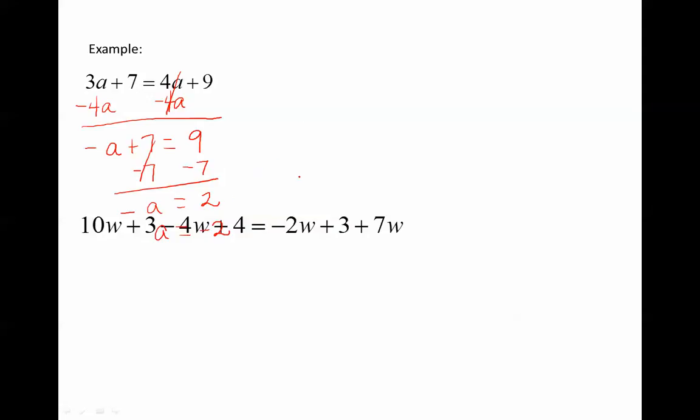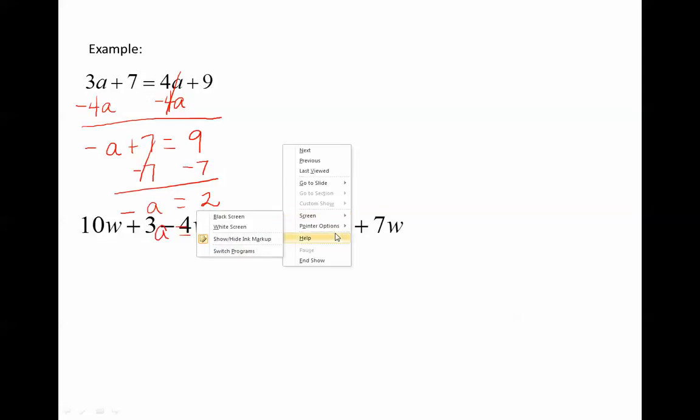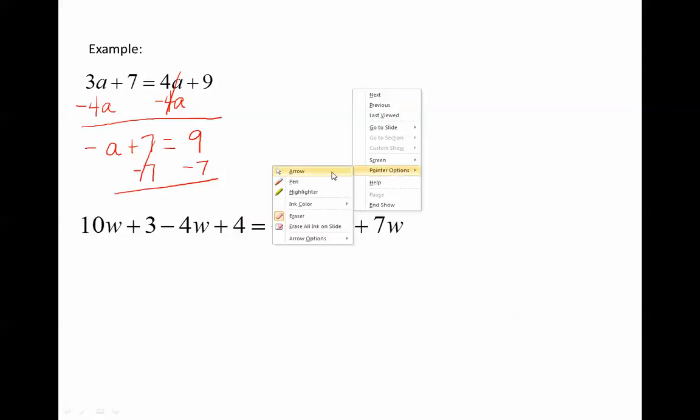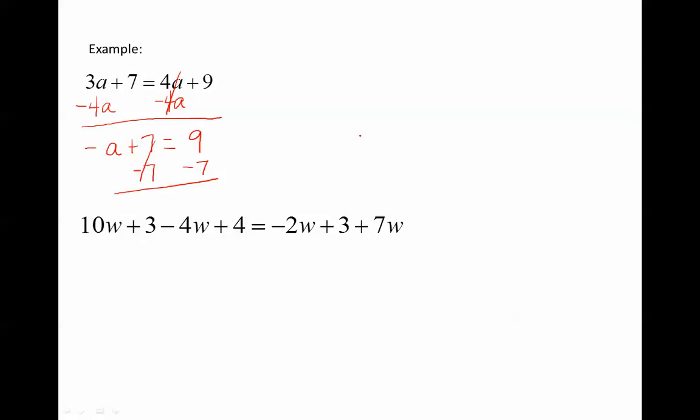I'm just going to erase that so that I can work the other problem. I'll write the rest of it over here. So what we got there, we got negative a equal to 2, so a is negative 2. Okay, now in this problem we have lots of w's in there.